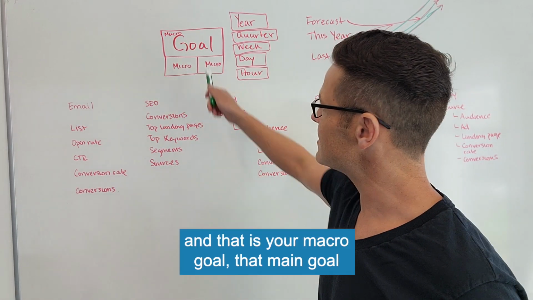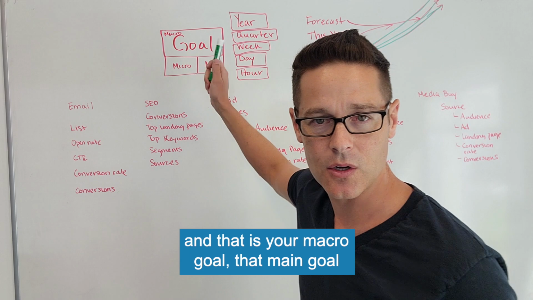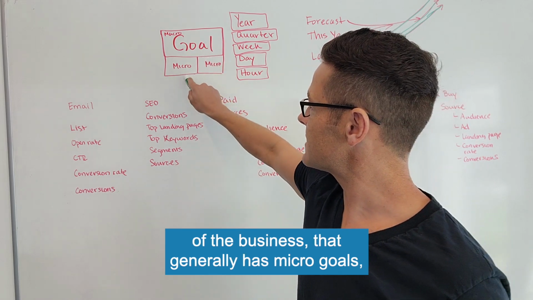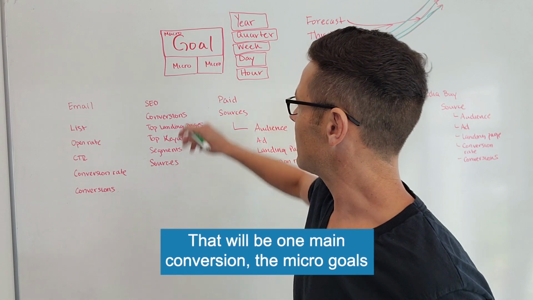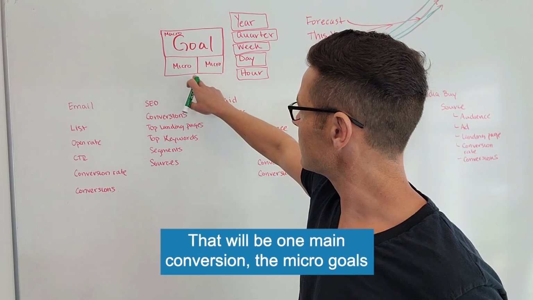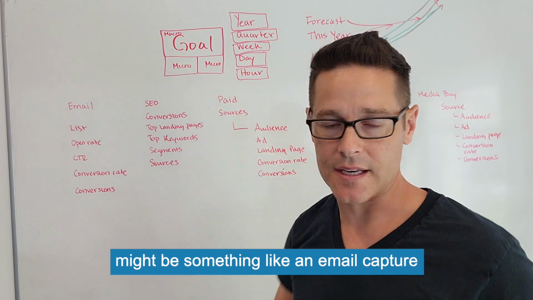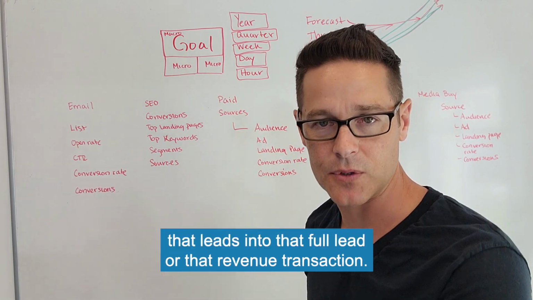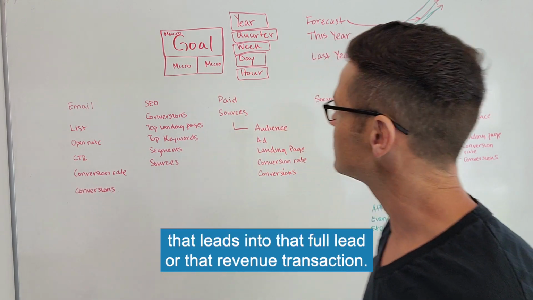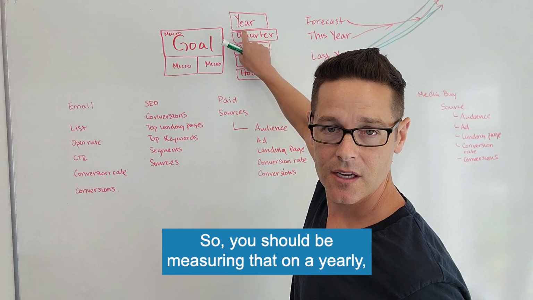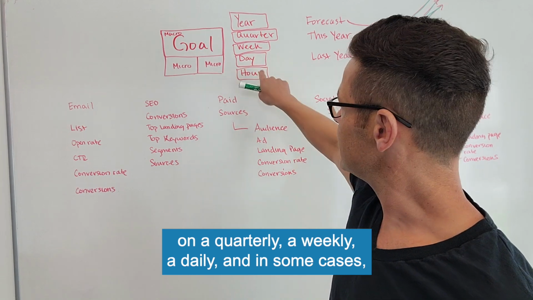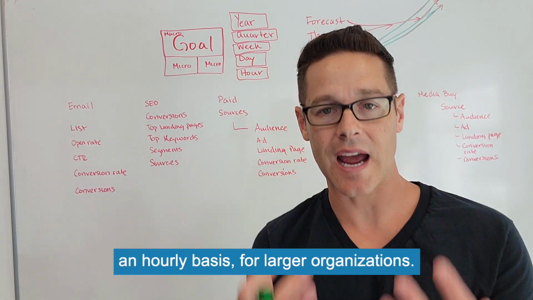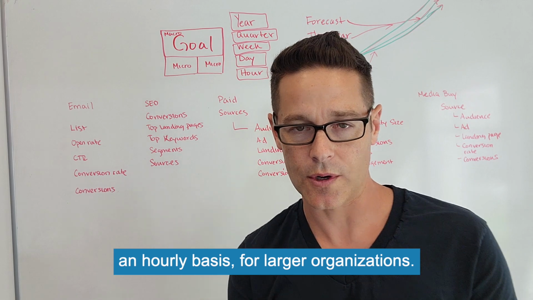One goal, and that is your macro goal, that main goal of the business that generally has micro goals or smaller goals that support that. That would be one main conversion. The micro goals might be something like an email capture that leads into that full lead or that revenue transaction. So you should be measuring that on a yearly, on a quarterly, a weekly, a daily, and in some cases, an hourly basis for larger organizations.